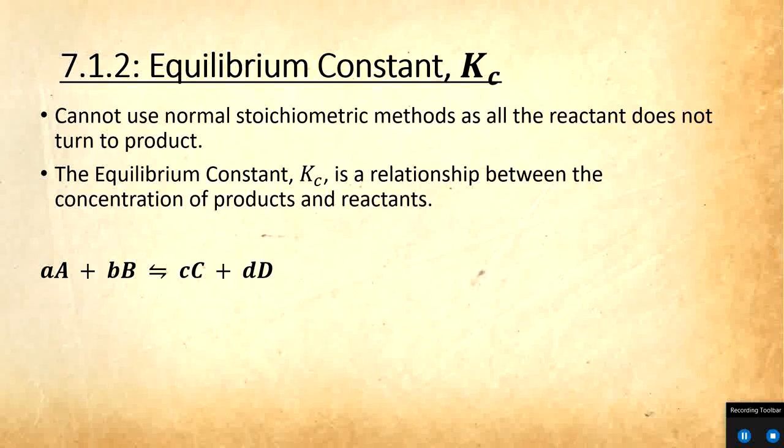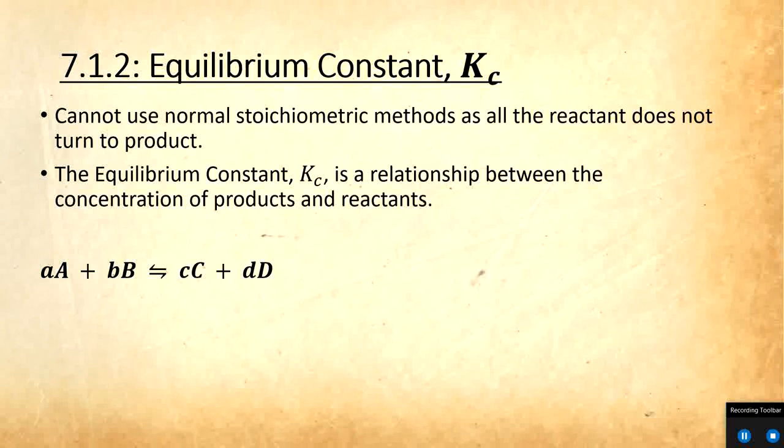Now that we know a little bit about the requirements for a system to be in equilibrium, we have to learn how to study an equilibrium system. Using our traditional chemistry methods, like stoichiometric ratios, how can we calculate how much product is going to be produced from an equilibrium reaction? We can't use the normal stoichiometric methods that we've learned up to this point.